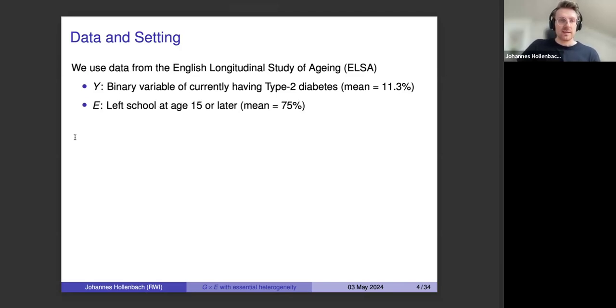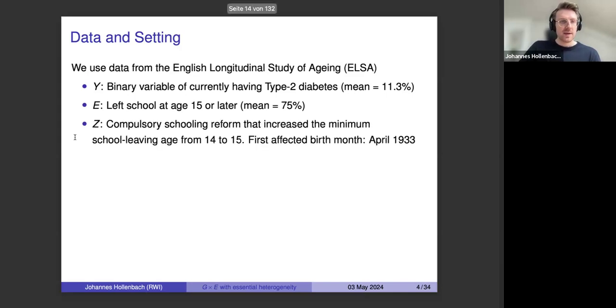Our environment E is education. It is coded as having left school at age 15 or later. In fact, 75% of people in our sample have done that. The instrument we're using to instrument the environment is a compulsory schooling reform in the UK that increased the school leaving age from 14 to 15. If you were born before April 1933, you would have the opportunity to leave at age 14 or even earlier. If you were born from April 1933 or later, you would have to go to school until the age of 15.